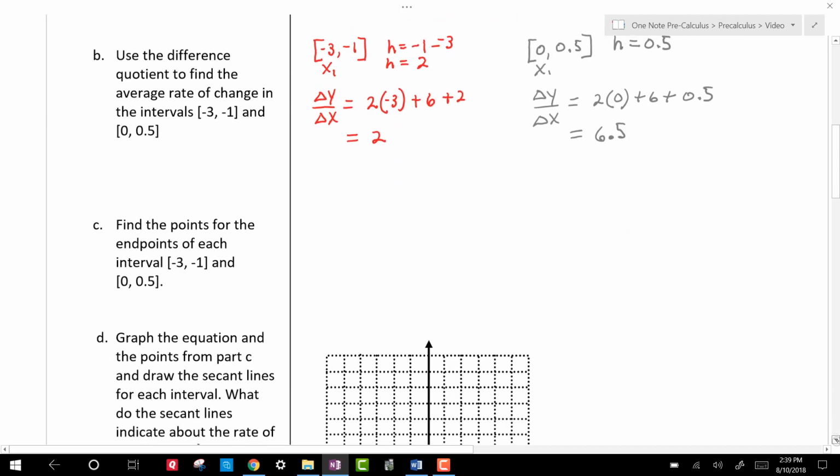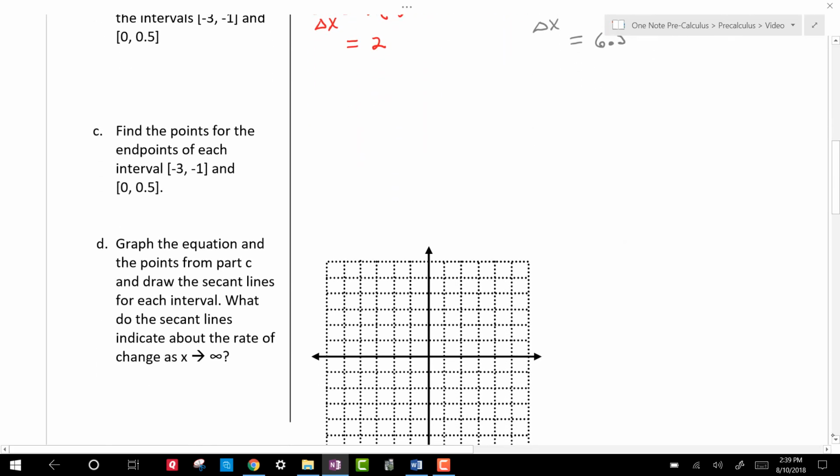All right. Let me see. Part C says find the points for each of the endpoints. Find the points for the endpoints of each interval. So now what they're asking me to do is find the y values that go with these. So in the interval -3 to -1, they want me to find the y values that go with that. So I want to know what is f of -3. So using f of x from above, that would be -3 squared plus 6 times -3.